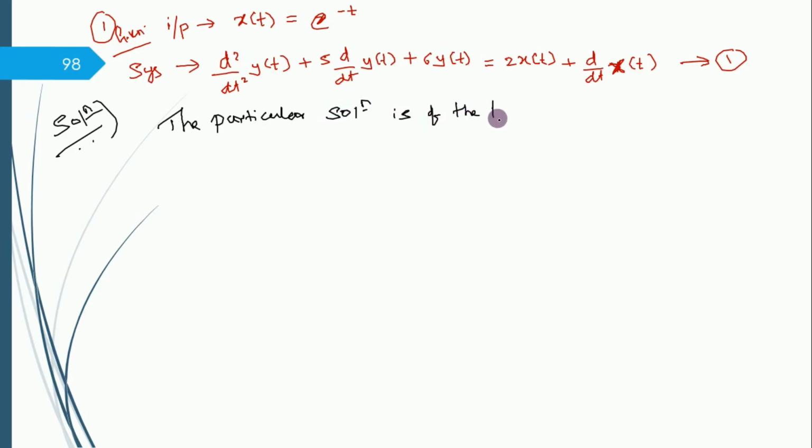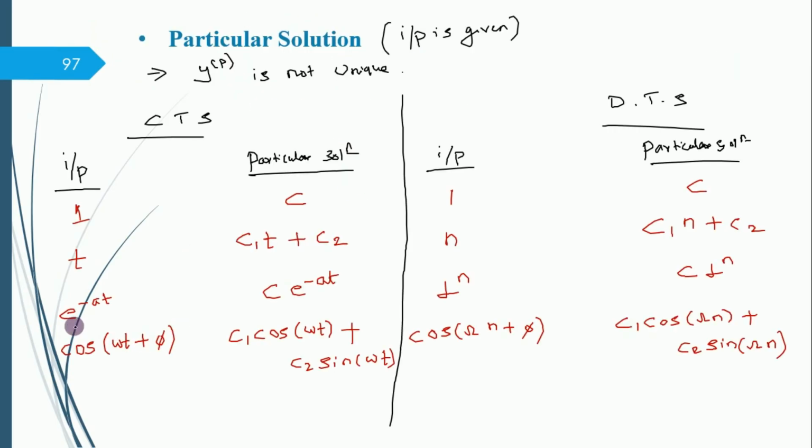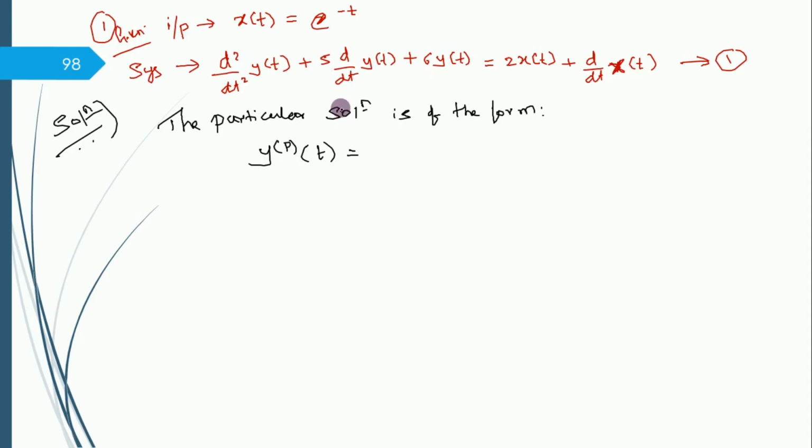So what you need to do is decide the form of yp of t on the basis of the input supplied. Input is exponential, and it is continuous time. e raised to minus t is c into e raised to minus t. This is a particular solution form. So I write it as c into e raised to minus t, to be general, since x of t is equal to e raised to minus t. This is a particular solution.